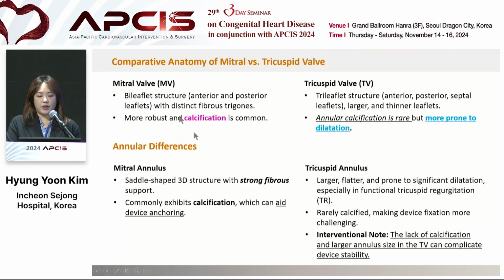And I will compare those two valves. The mitral and tricuspid valves have distinct anatomical differences. The mitral valve is bileaflet with a rigid saddle-shaped annulus, while the tricuspid valve is trileaflet with a larger, more flexible annulus. The mitral annulus commonly exhibits calcification, which helps device anchoring, but this is not the case for the tricuspid annulus.